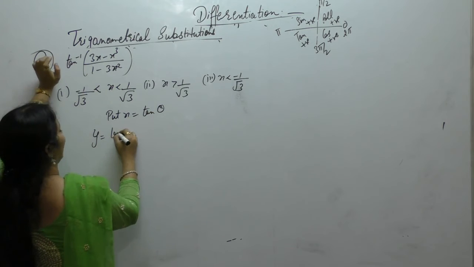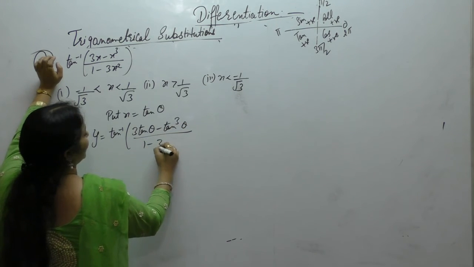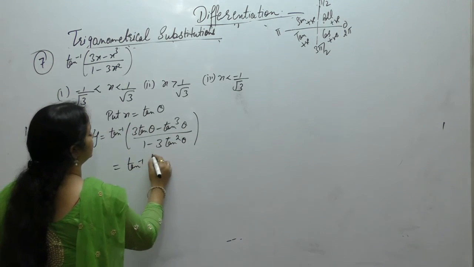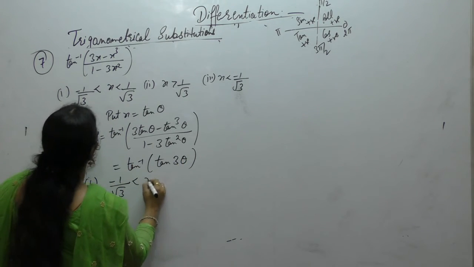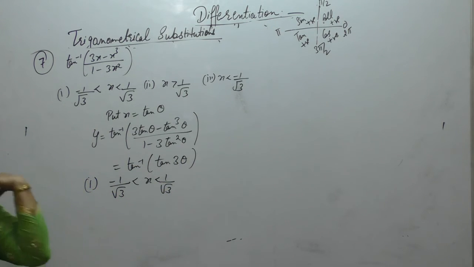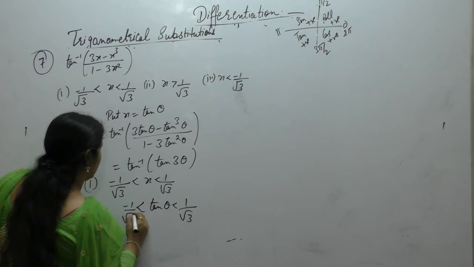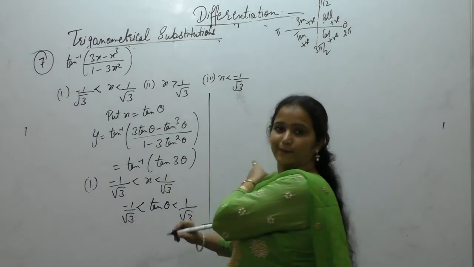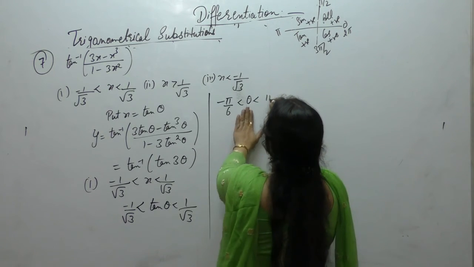So y is tan inverse of 3 tan theta minus tan cube theta upon 1 minus 3 tan square theta. This is the value for tan 3 theta. Tan inverse tan 3 theta. Now first is the case minus 1 upon root 3 is less than x less than 1 by root 3. X is tan theta, 1 upon root 3 and minus 1 upon root 3. 1 upon root 3 is the value of tan pi by 6. So minus pi by 6 less than theta less than pi by 6.